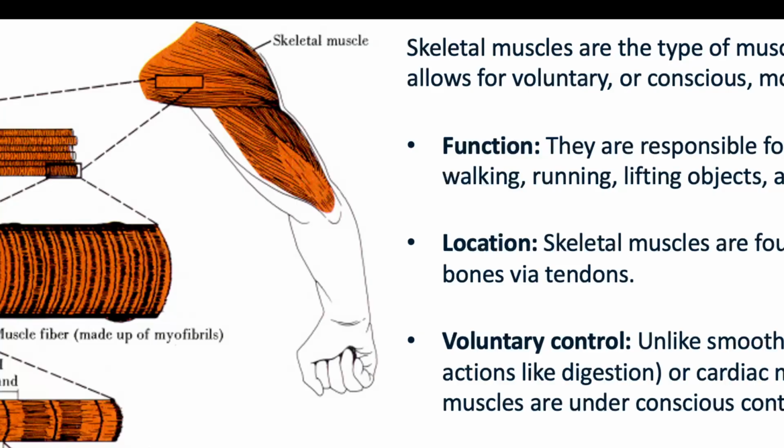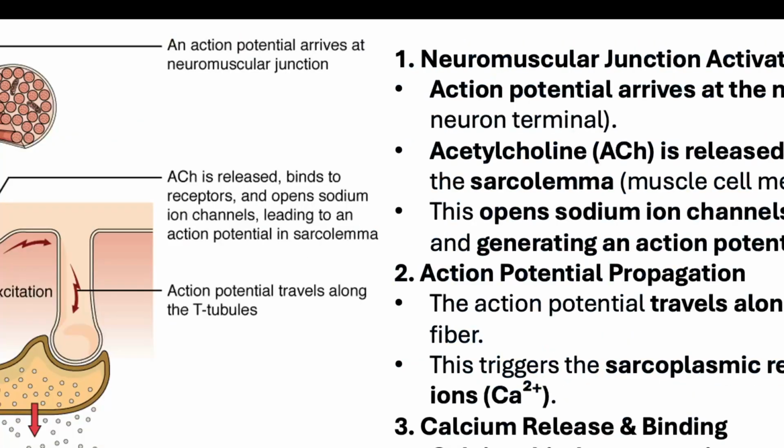So this is the structure of a muscle fiber, muscle fibril. It has many components like the actin and myosin component. Actomyosin tracts form the basis of muscle contraction. So where does the nervous system come into the picture? At neuromuscular junctions. At neuromuscular junction activation, an action potential arrives at the neuromuscular junction, the motor neuron terminal.